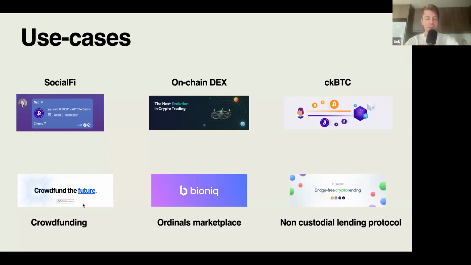Crowdfunding. So there are a few crowdfunding, especially Funded is a crowdfunding platform on the IC that accepts payment in Genki Bitcoin. On-chain decentralized exchange. So with the Bitcoin integration, you are able to essentially have a decentralized exchange that works for many, many chains, like any chain.